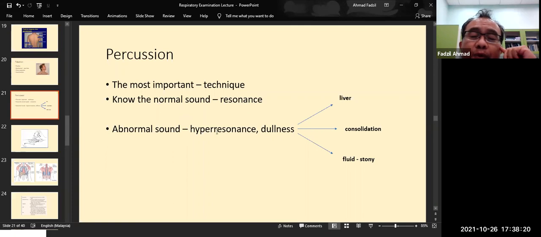The abnormal sounds are hyperresonant, which means an increase in the resonance, and dull. Dull is very flat, like this one, if you percuss the table, it is dull. There are many types of dullness. There is what we call liver dullness, consolidation dullness, and fluid. With fluid, like a pleural effusion, you get stony dullness. You know, like if you percuss a stone, this is like that, stony dullness.